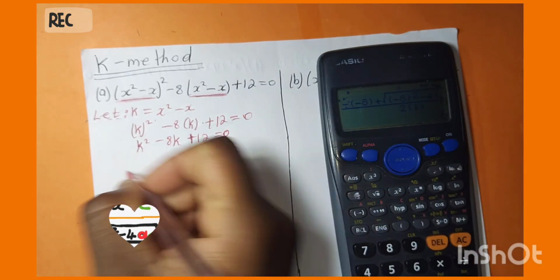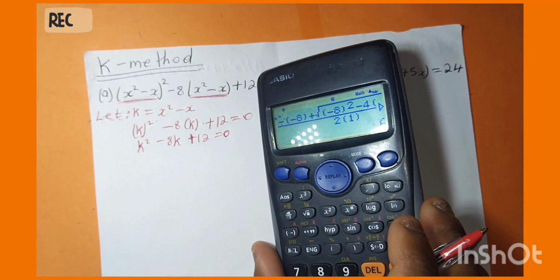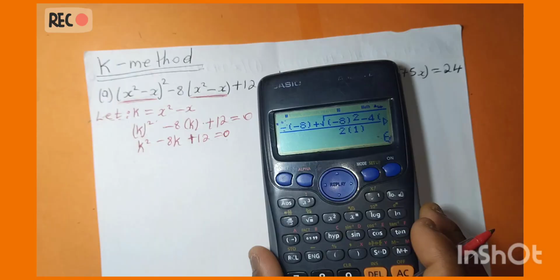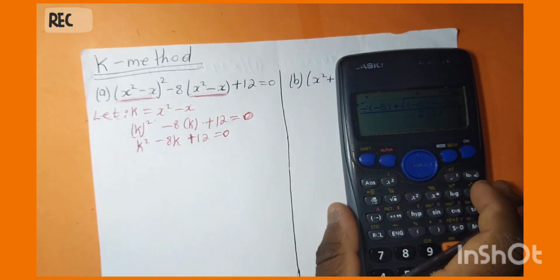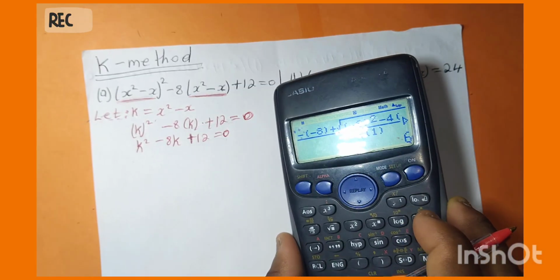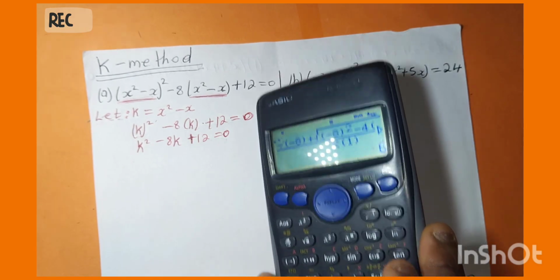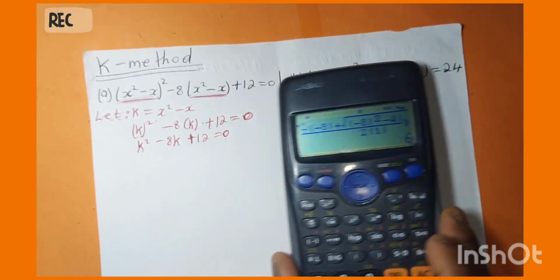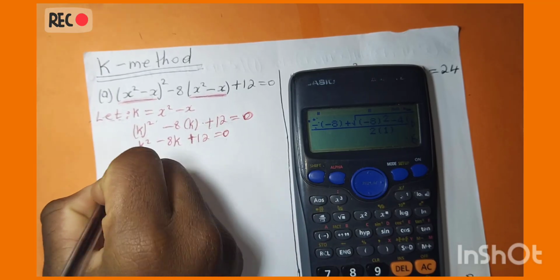But you can even factorize this thing. Or if you are afraid of factorizing, sometimes it's not a must, because factorizing is something you usually do on the first question. In the exam, on the first question, it's a must for you to factorize. But if you come across a K method question, you can even write that equation just like this.